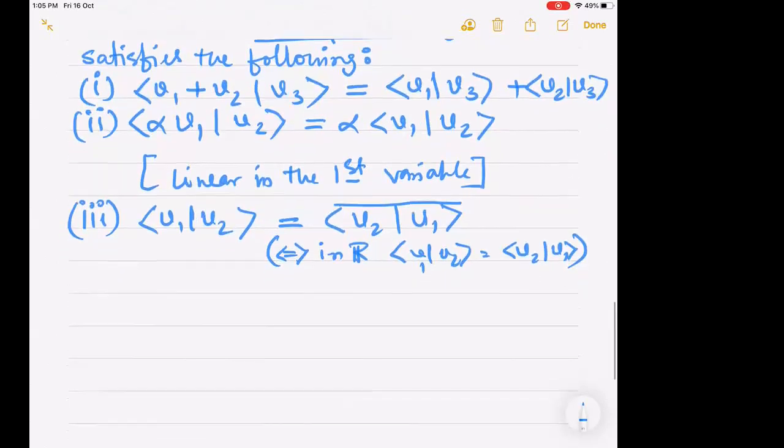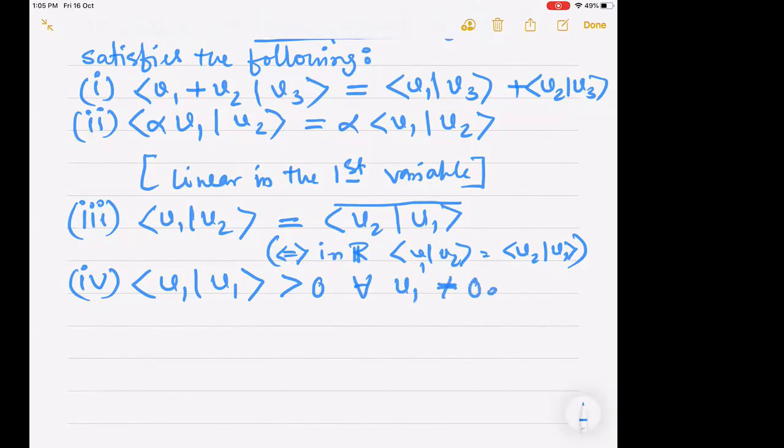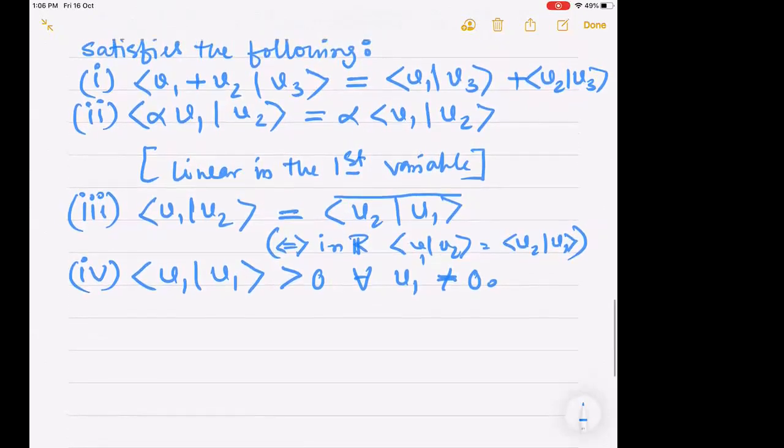And number four, importantly, that V1 with V1, if I take, then this is always greater than 0 for all V1 not equal to 0. And of course, if it is 0, then it has to be 0. Is it all right? So we can check that our idea of the standard inner product.